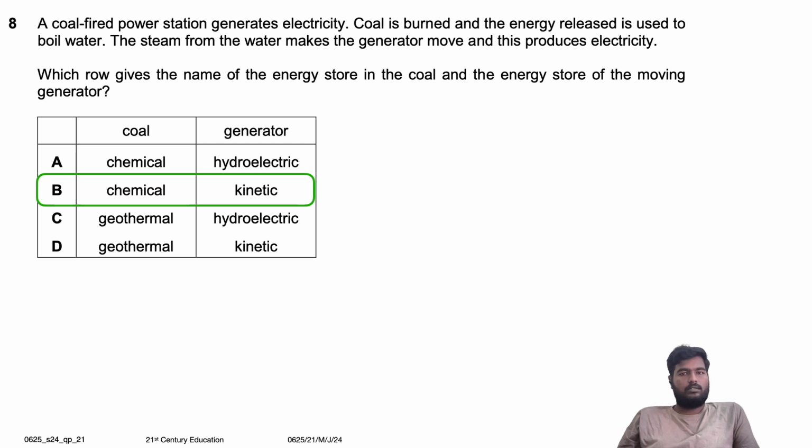Okay, so it's chemical energy stored in the coal, and remember that if the water is directly hitting the turbine then it's hydroelectric energy, but the steam, which is fast moving water vapor, has kinetic energy. That kinetic energy is used to rotate the turbine, so it's chemical and kinetic. Option B.